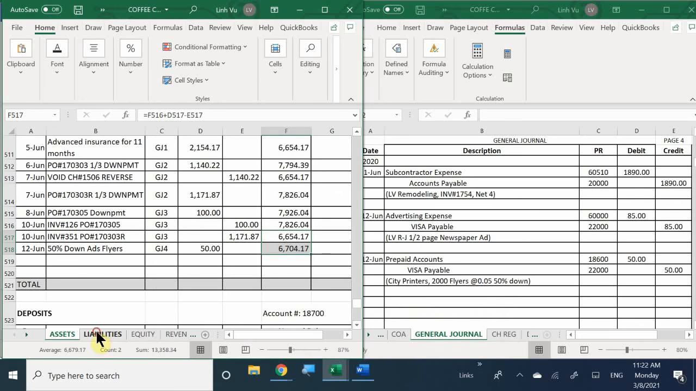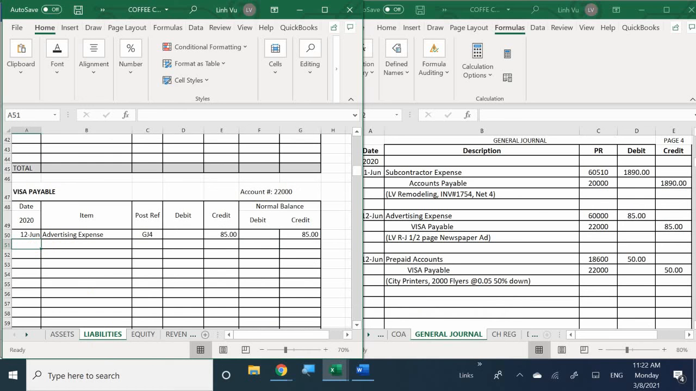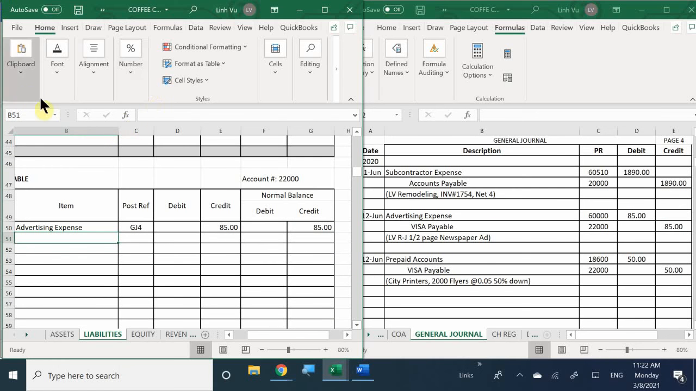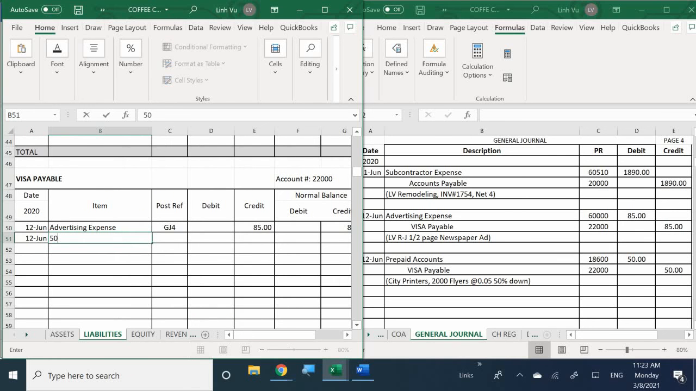And I'm also going to update my Visa credit card. So this time, I'm going to go ahead and enter in 612, right? And let me see. It is going to be 50% on 2,000 flyers at 0.05 cents. So general journal number 4. And once again, I've charged my card for $50.